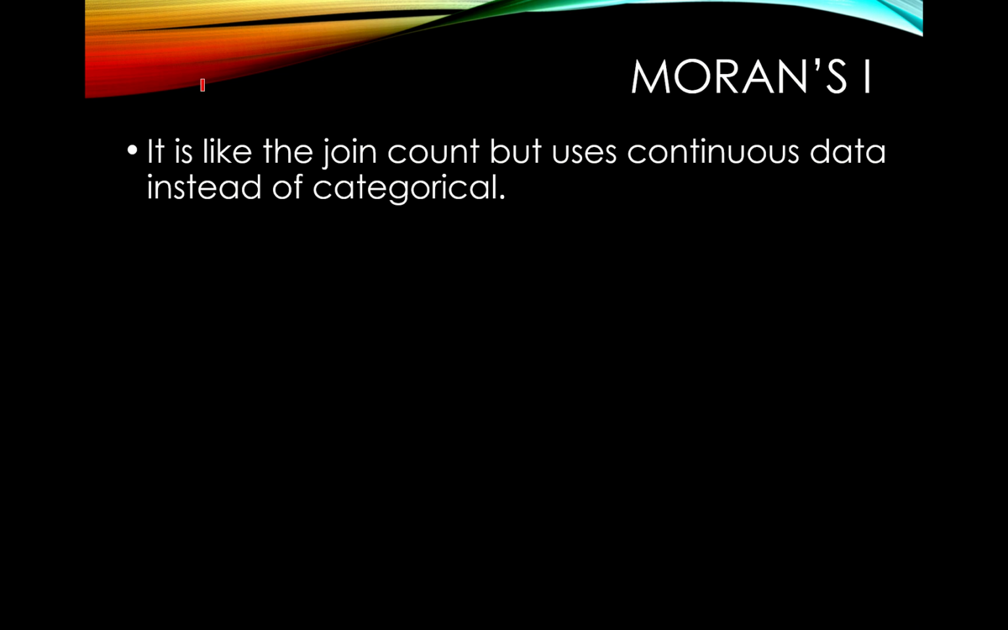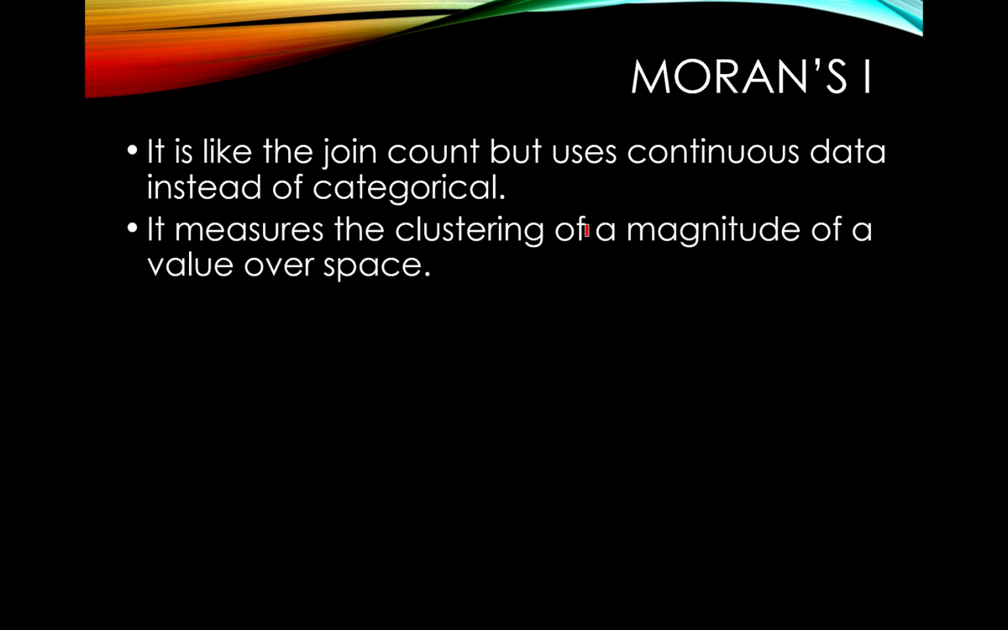Now let's move on to Moran's I, because this is the main stat that we're going to be using in the lab and looking at in more detail in later lectures in this class. With Moran's I, it's like the join count, but instead of just using grid data, it's using continuous data instead of categorical. With the join count, in the previous example, we were looking at binary, ones and zeros. But Moran's I does the same analysis using continuous data. So this could be anything: temperature, voting intentions, what have you.